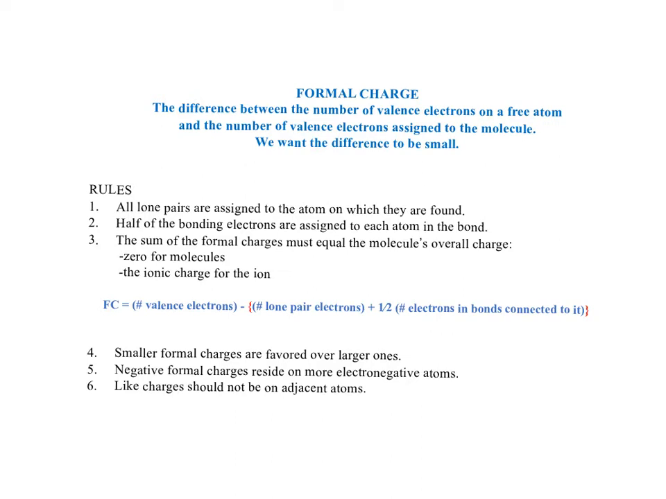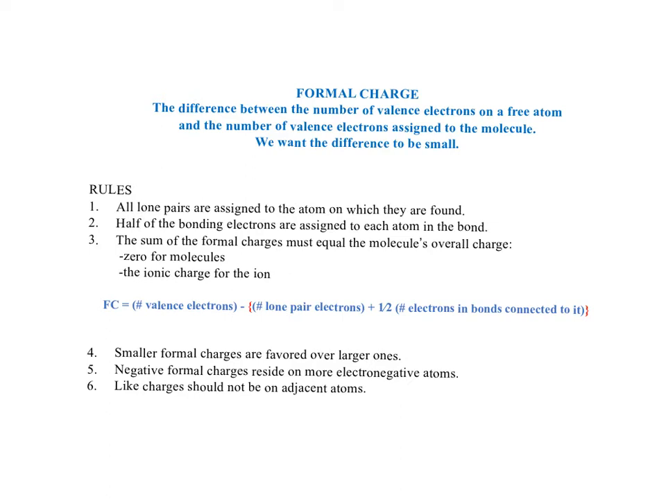So formal charge is the difference between the number of valence electrons on a free atom, so for oxygen, it would be 6, right, and the number of valence electrons assigned to the molecule. That has to do with when it's bonded. You'll see what we mean. You want to make sure that the difference between those two numbers is small. If that's the case, then the structure that you propose will be stable.